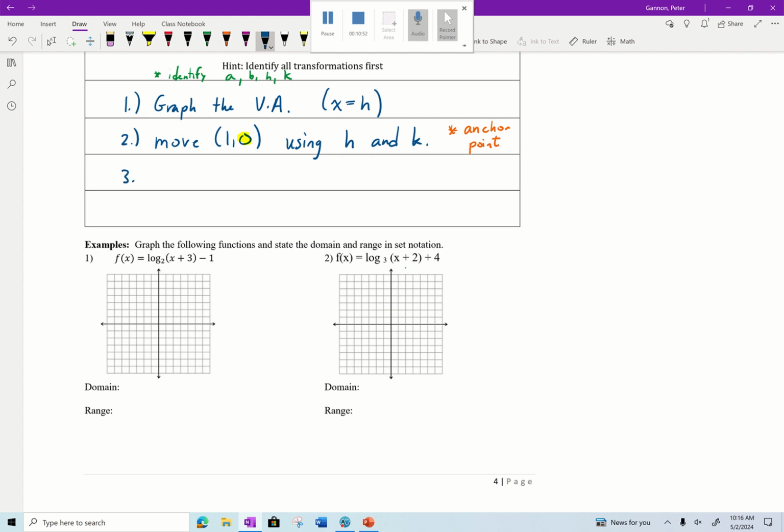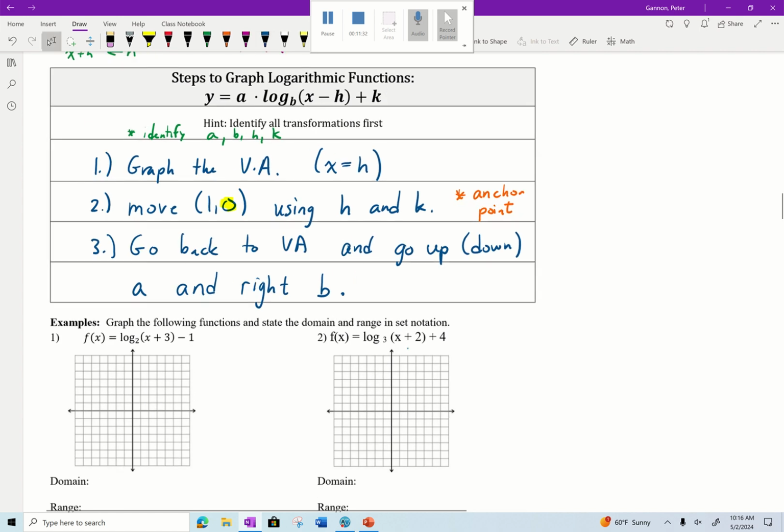All right, the third part of this, we're going to basically go back to the vertical asymptote. Okay, so we're going to go back to the VA, kind of like we did with exponentials. We're going to go back to the VA, and then you're going to go up, or it could be down, the A value. So go up or down A, and right B. So whatever the base is, that's how far you're going to go to the right from the asymptote once you go up or down the A value.